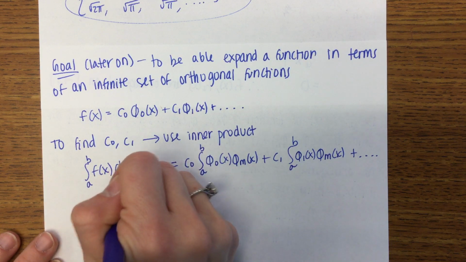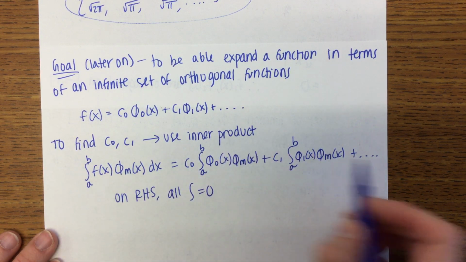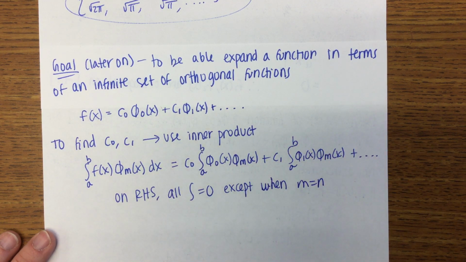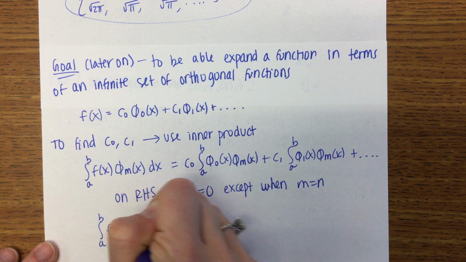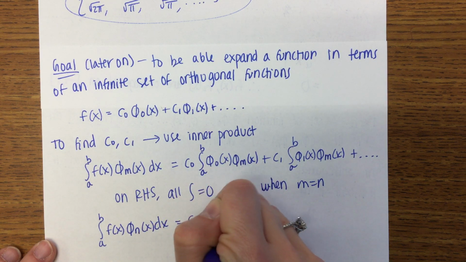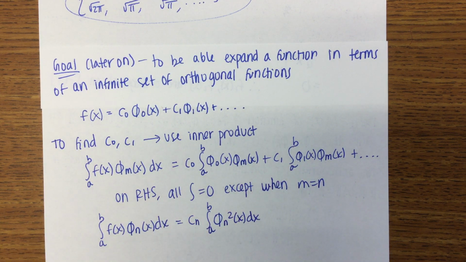Now, it looks like a lot of work, but we do know that on the right-hand side, all of those integrals are going to equal 0 because the functions are orthogonal, except when m equals n. What we get in that case is the integral from a to b of f of x inner product with the nth orthogonal function. That's going to give us c of n multiplied by the inner product of the function with itself.